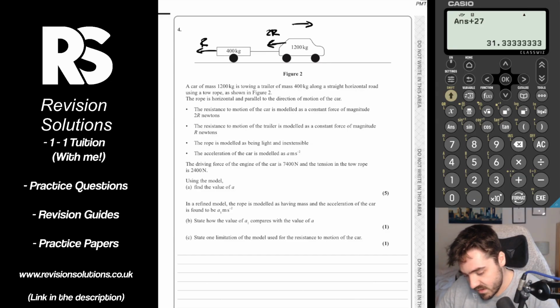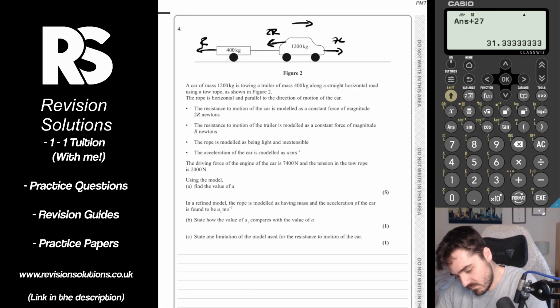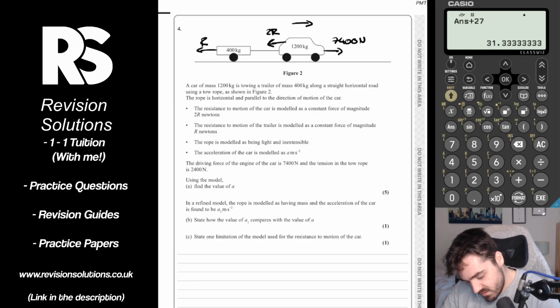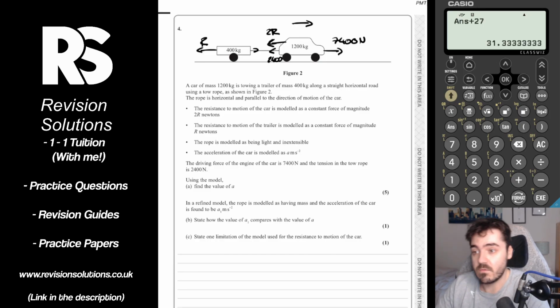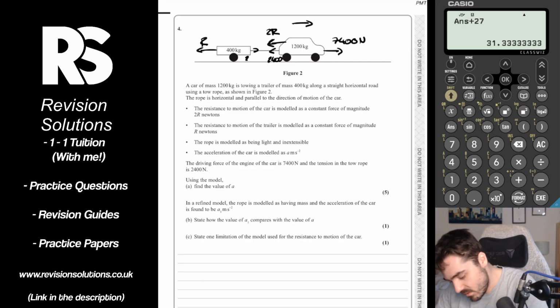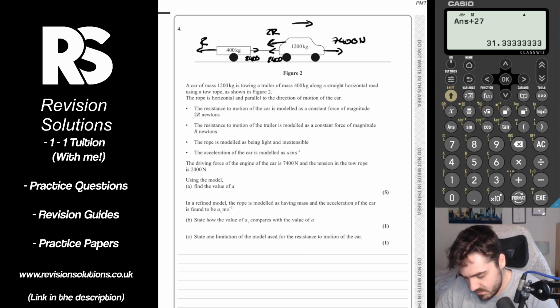The acceleration of the car is a meters per second squared. The driving force of the engine of the car is 7,400 newtons. And then it says the tension in the tow rope is 2,400 newtons. So on the car, that would be acting to the left as 2,400. On the trailer, it would be acting to the right, obviously, if it's going to be pulled along to match the motion of the car. And there's nothing really going on vertically, so it's not important to mark down those forces. Using the model, find the value of a.